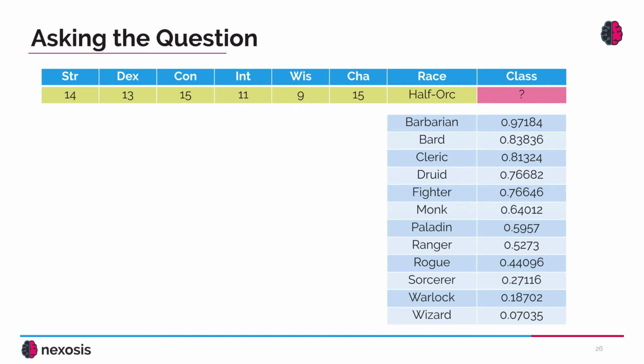Sometimes you'll get a score. So in this case here, we've got a score of 0.9184 for barbarian, and then a slightly lower one for bard, because it's ironic that a half-orc would be a bard, and so on. And it would be really tempting to think that these are percentages, but they're not. They're a score, and they're relative to each other.